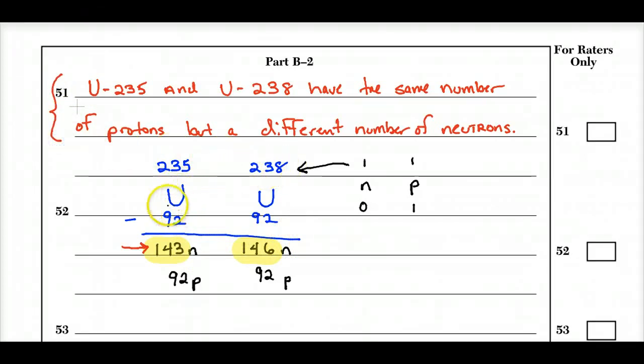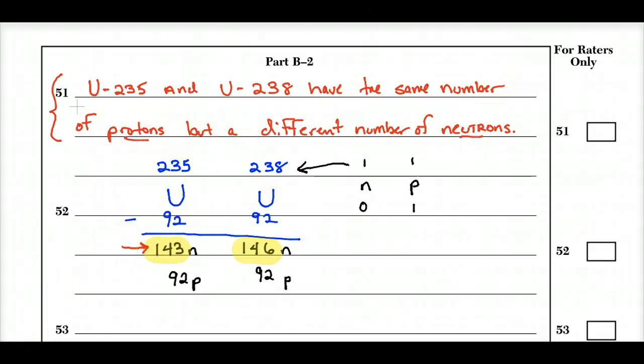But be careful, you had to say something about the protons being the same and somehow talk about how this number was different in terms of neutrons. You had to mention neutrons and protons. That's how they asked you to answer the question.